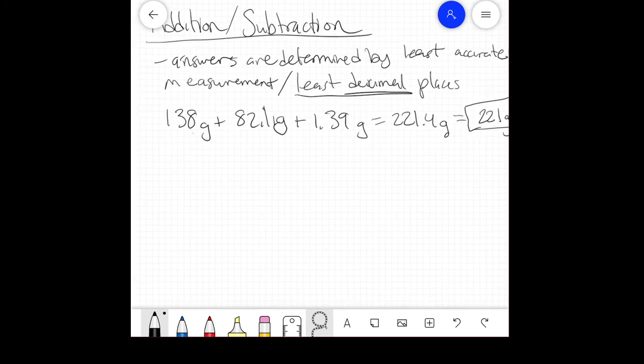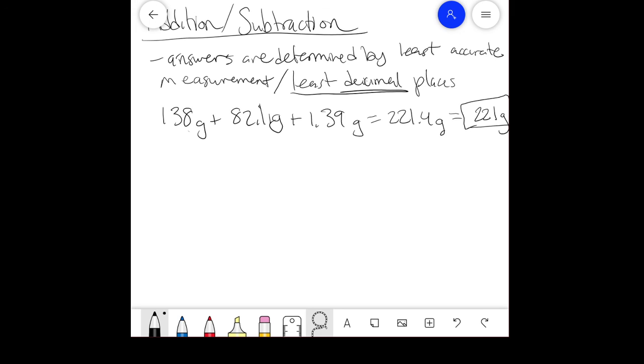And then say you have division and subtraction together in an equation, just go with sig figs. That's going to be the easiest way to do that.